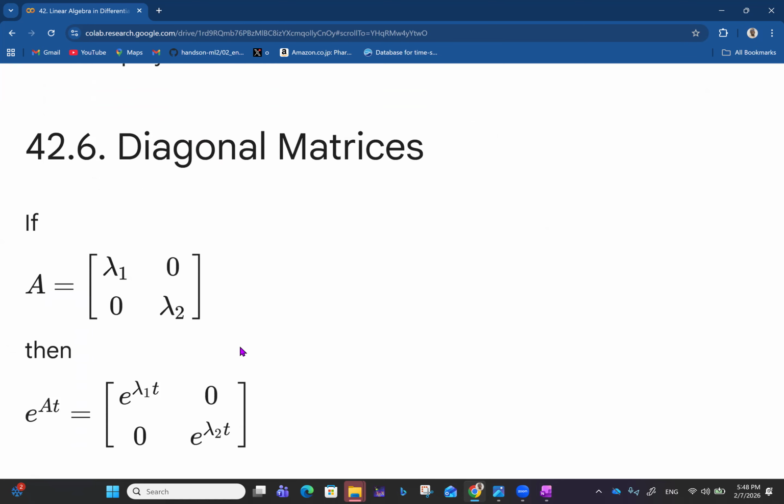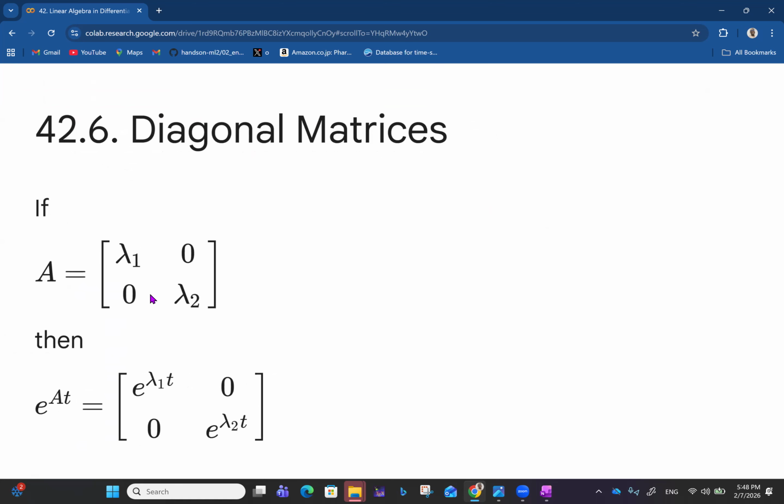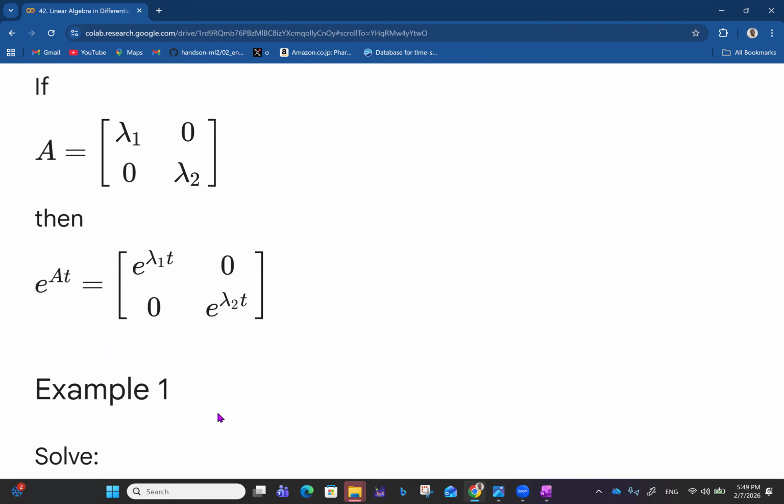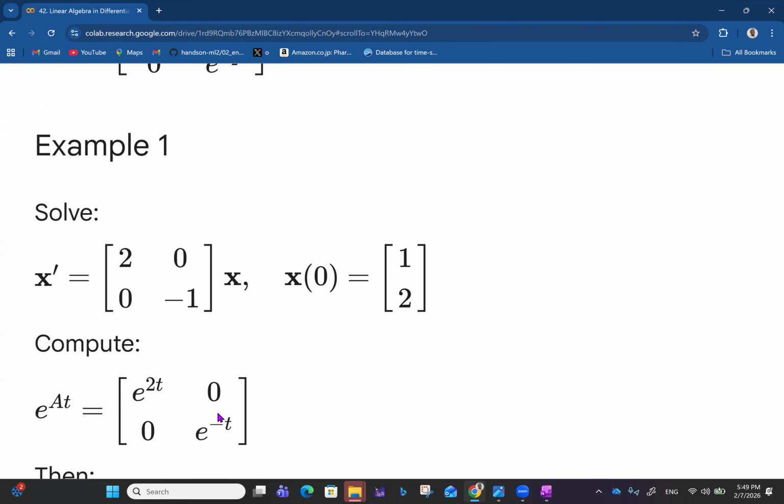And then we also talk about diagonal matrices. If A is a diagonal matrix of eigenvalues, so you have A as lambda 1, 0, 0, lambda 2, that means e raised to the power At will just be e raised to the power lambda 1 t, 0, 0, e raised to the power lambda 2 t. So e raised to the power At corresponds with the lambdas like that. These are diagonal matrices for the original matrix, and then it's the exponent of the matrix.